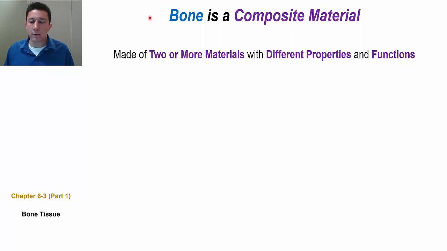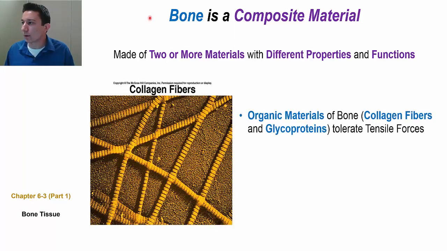So what this means is when we combine these two materials, the functions and the properties of the whole material are going to be greater than the sum of the parts of that material. So essentially what we're going to get is this material that can withstand many, many different types of stresses and stimuli. So we're going to take a look at exactly what we mean by composite material with bone.